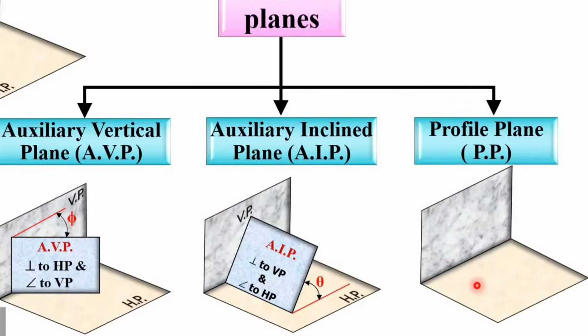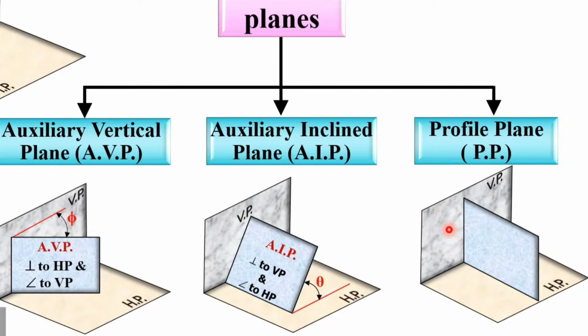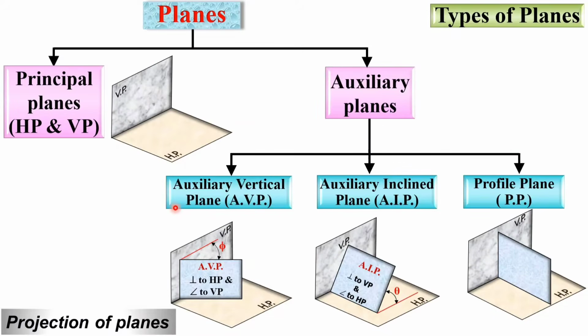And the profile plane, that means the plane perpendicular to VP as well as HP. So it is like this: the plane is perpendicular to both VP and HP. That is known as the profile plane. Sometimes it is known as the side plane. So we are going to consider the position of the plane with respect to HP and VP generally, but sometimes the description of the plane is with respect to AVP and AIP also.